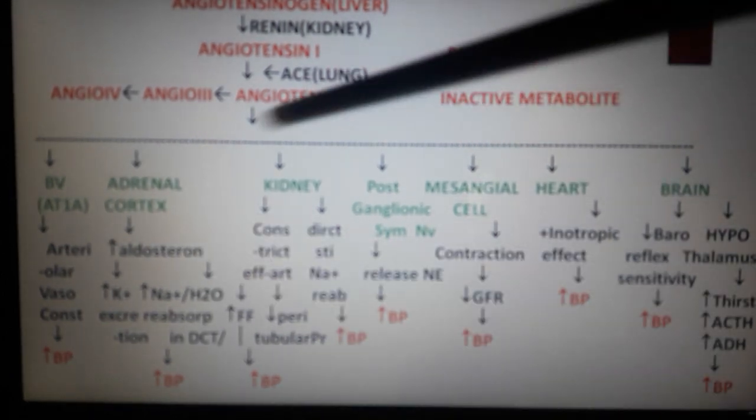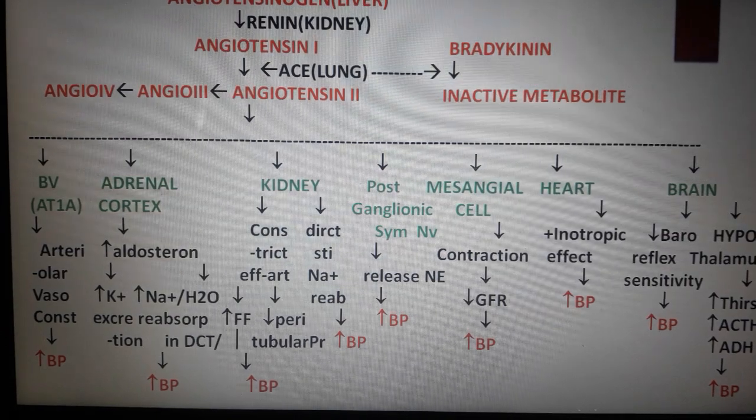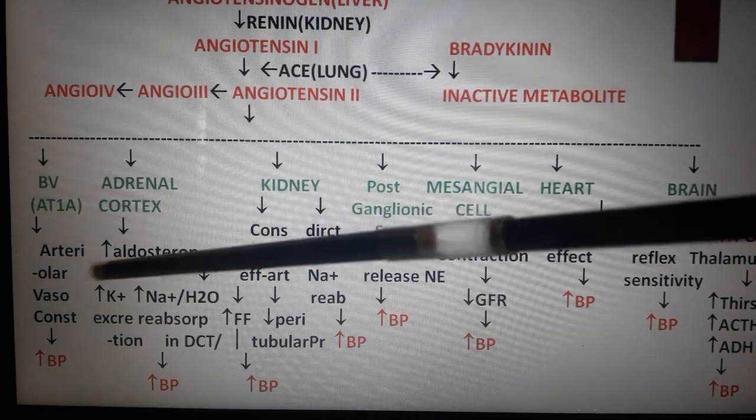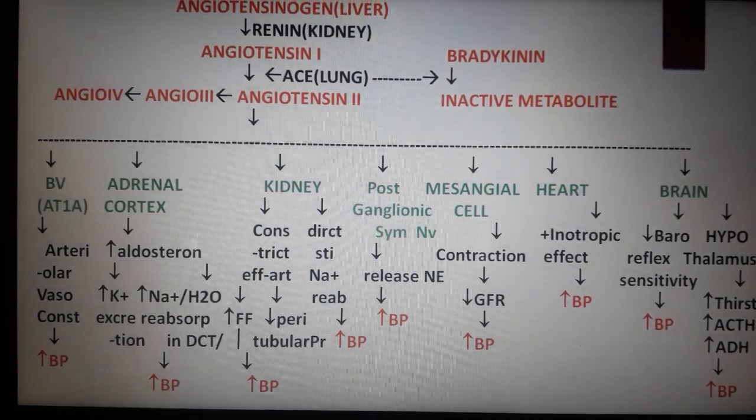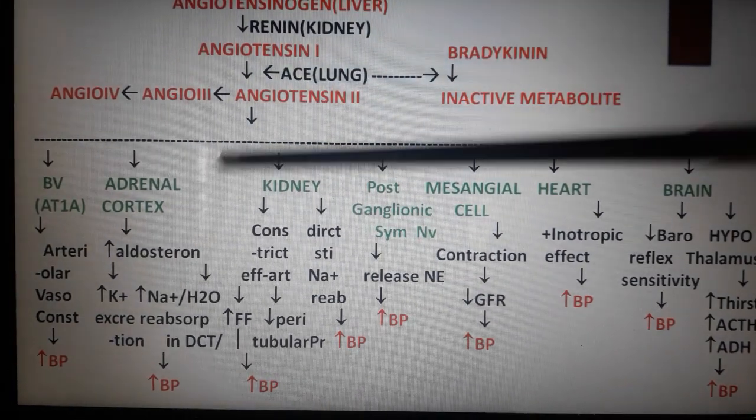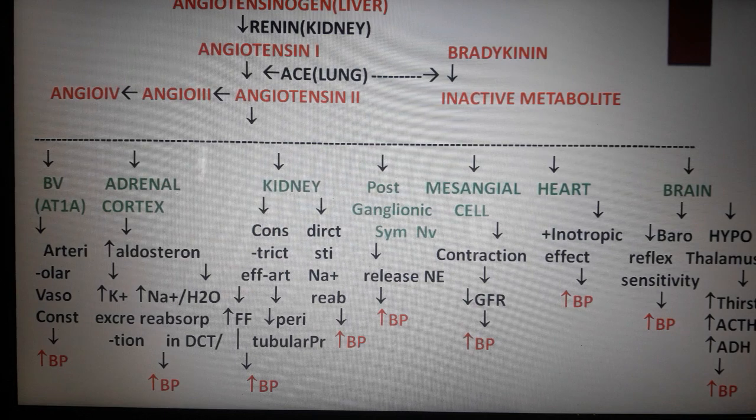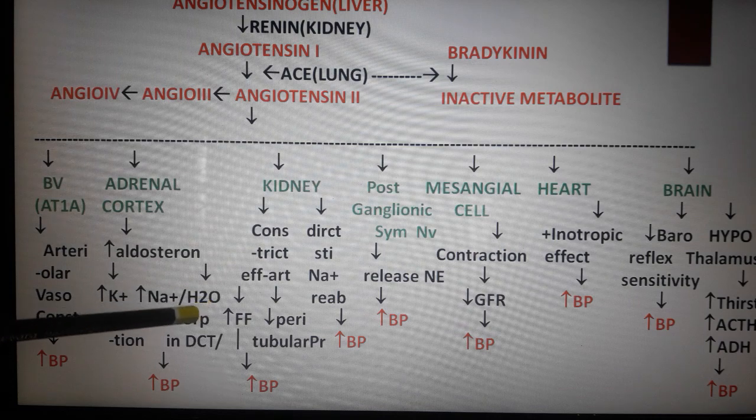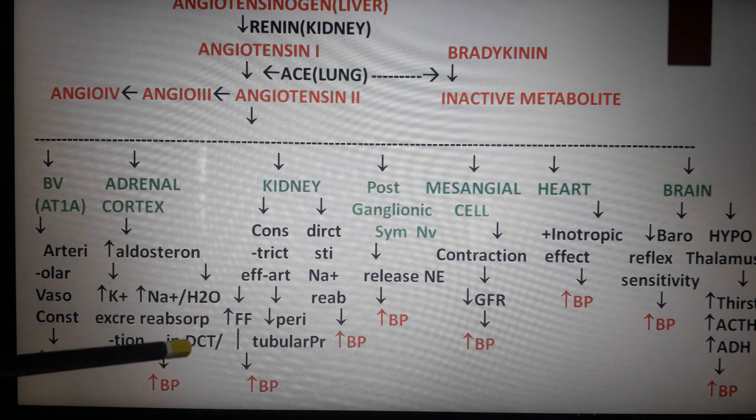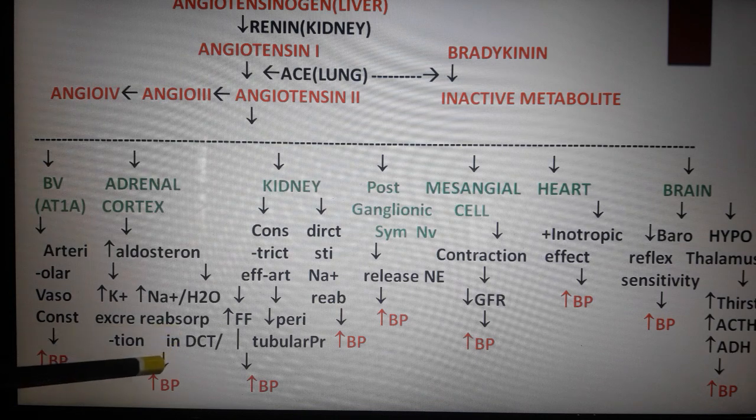Now, aldosterone. Increased aldosterone causes increased excretion of the potassium, and it also increases reabsorption of the sodium and water from the distal convoluted tubule and collecting duct, and this causes the increased BP.